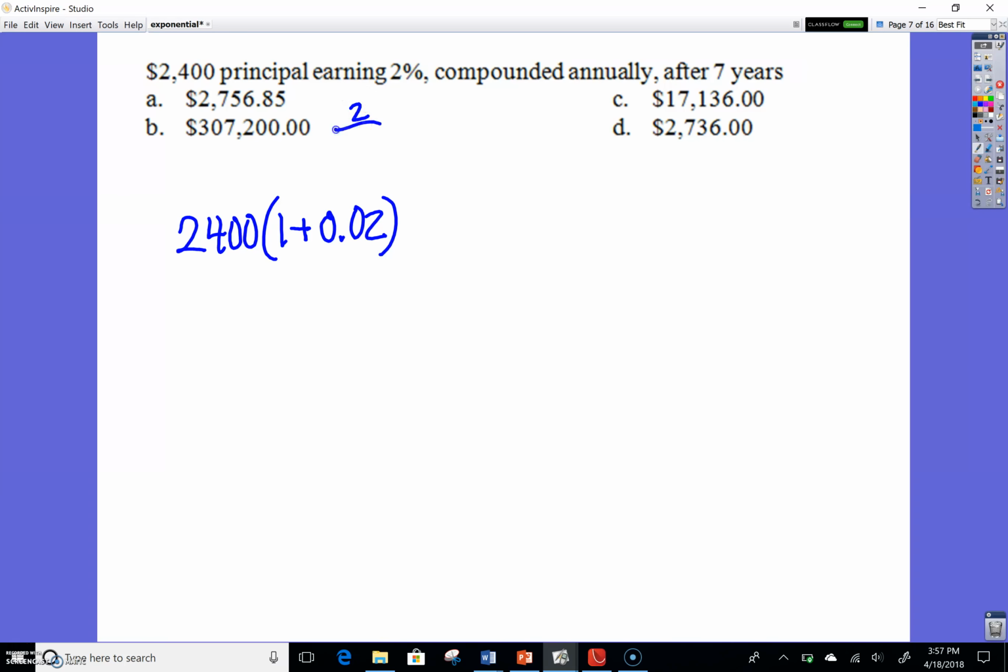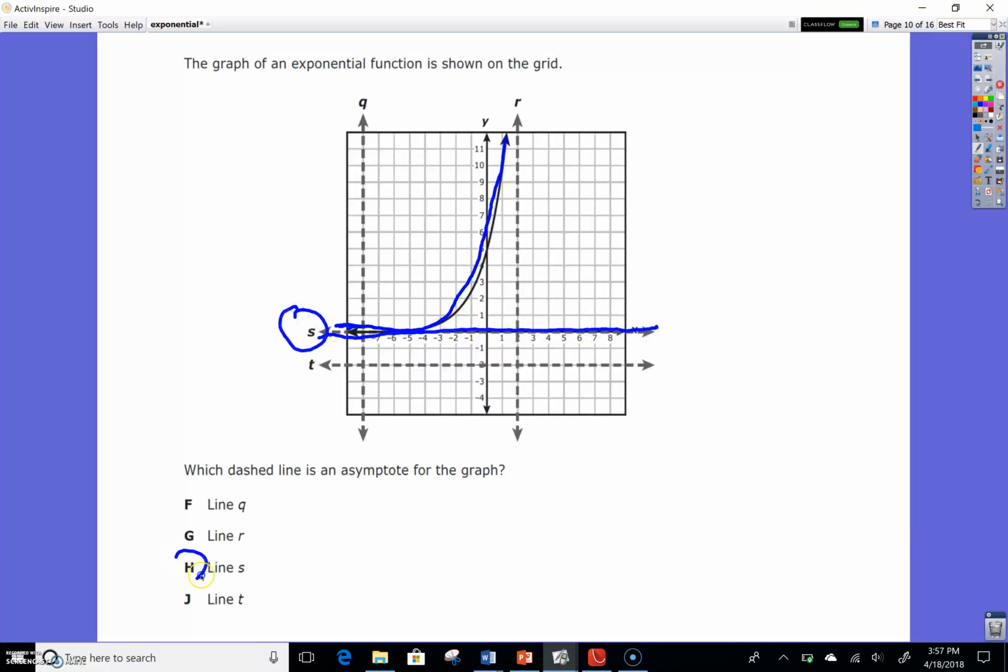The horizontal asymptote is right here. Y is equal to 3. The y-intercept right here, so that is 4. The asymptote, this is my line. See, it goes horizontal there. So this is my asymptote right here, S.